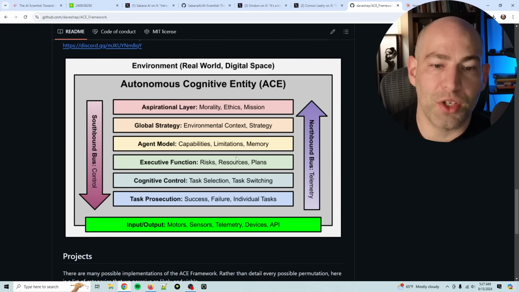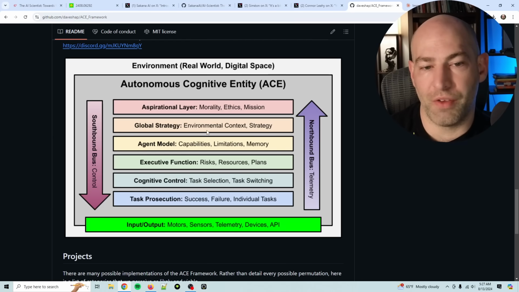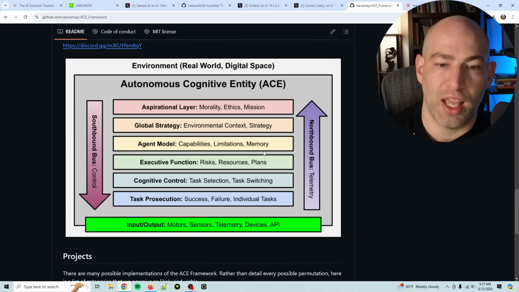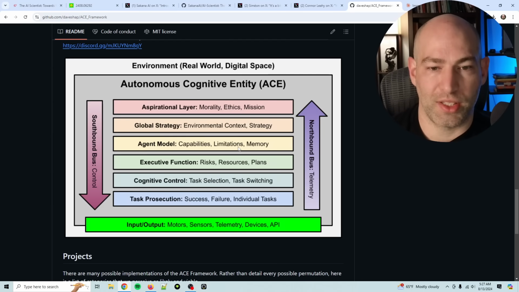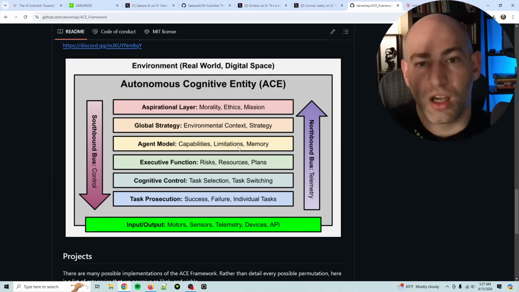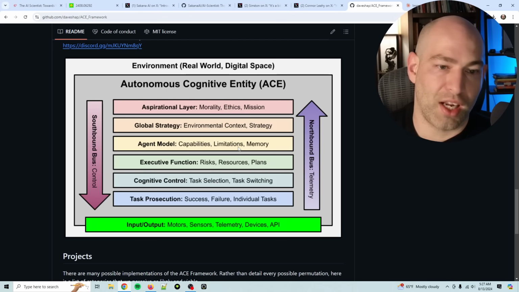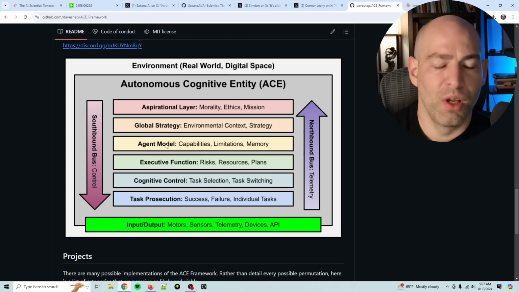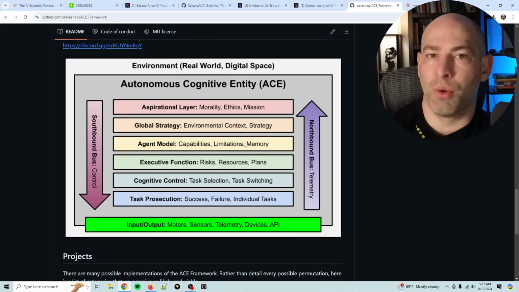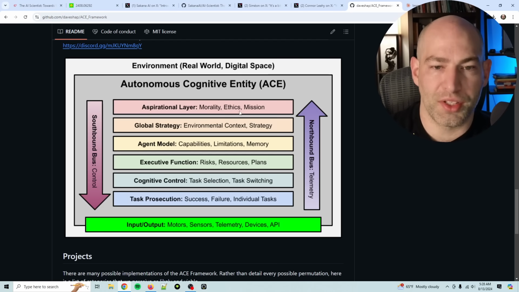So then you have the agent model, which is just above executive function. The agent model is the layer of the framework that is aware of its own capabilities, limitations, and also keeps track of memory. So an episodic or narrative memory basically says, okay, I turned on, and this is the series of events that I have done. So basically a logbook, but also a list of capabilities and limitations, basically knowing how it works and knowing what it can't do. So on and so forth.